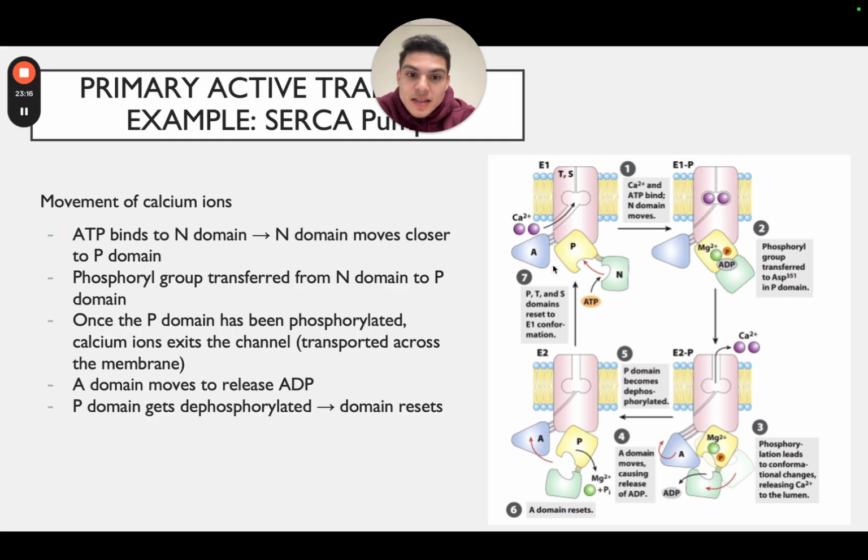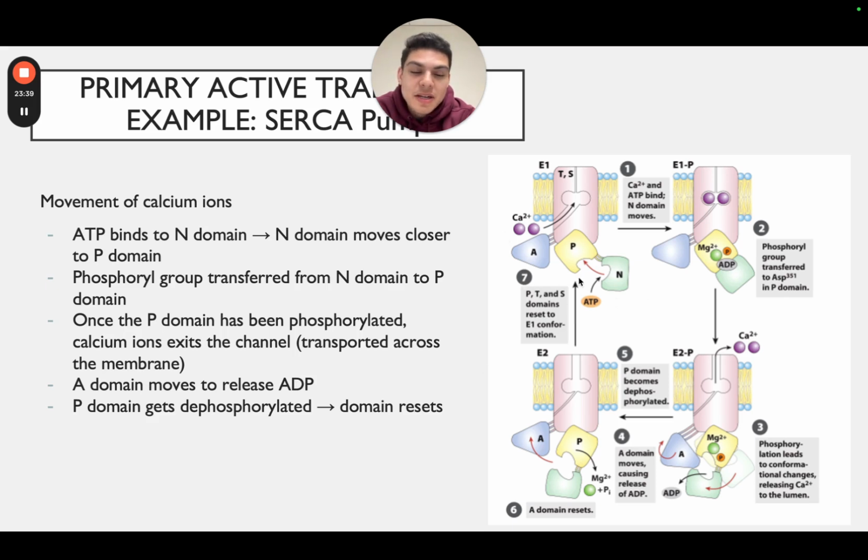The ATP binds to, and you do have to know this mechanism, the ATP binds to the N domain. So as you can see here, ATP binds to the N domain. And then from there, the N domain moves closer to the P, as you can see with this red arrow. The phosphoryl group transfers from the N domain to the P domain, as you can see here. It's going from N to P, from the green to yellow. And then once the P domain has been phosphorylated, calcium ions exit the channel and are transported across the membrane.